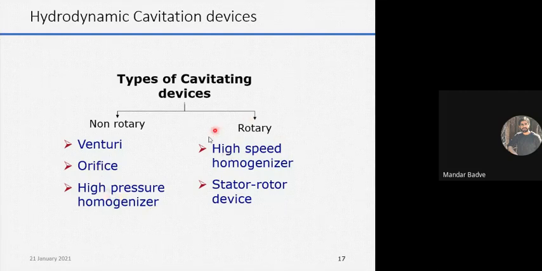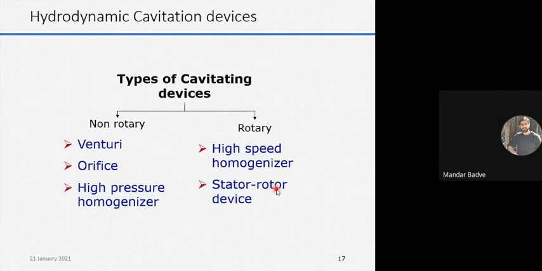And in the case of rotary, you get high speed homogenizer. They are nothing but stator rotor devices, where you have a stator which is fixed, and a rotor which rotates at a very high speed. So what happens is, because of this high speed, the velocity at the tip is very high, and because the gap between the stator and rotor is very small, it creates fluctuating pressure fields, and that creates cavitating conditions, right?